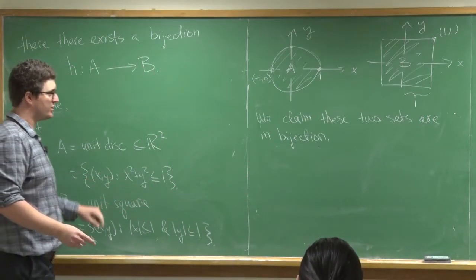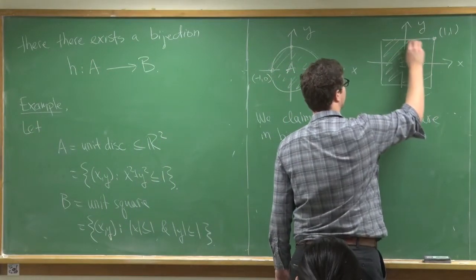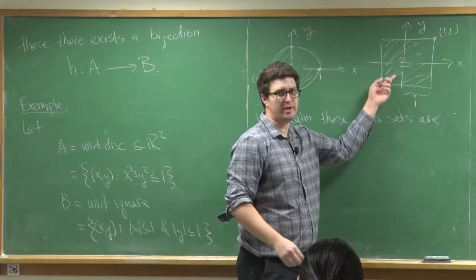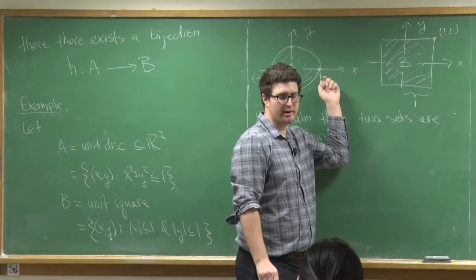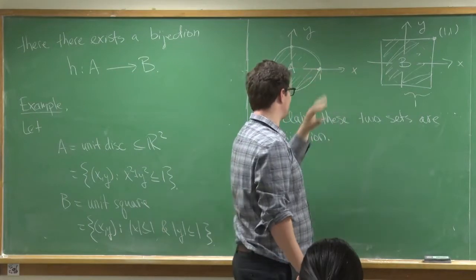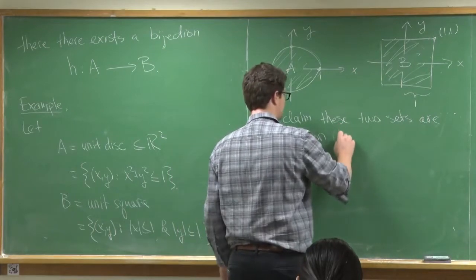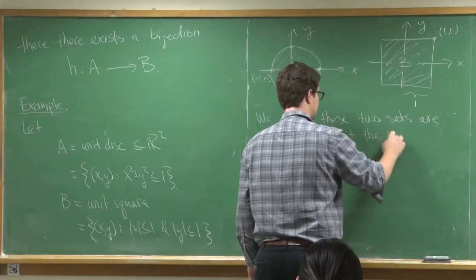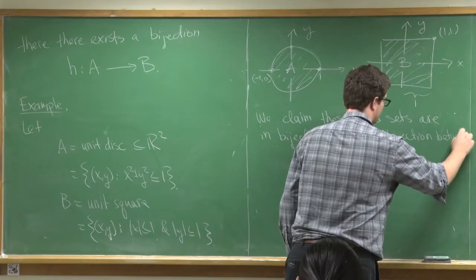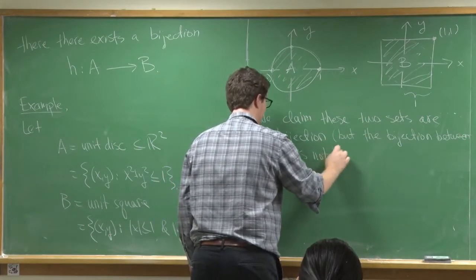So for example, this thing sits inside of this thing, right? So A is a subset of B. B is not a subset of A, right? Okay, but the point here, we claim that these two sets are in bijection, right? But the bijection between them is not obvious.